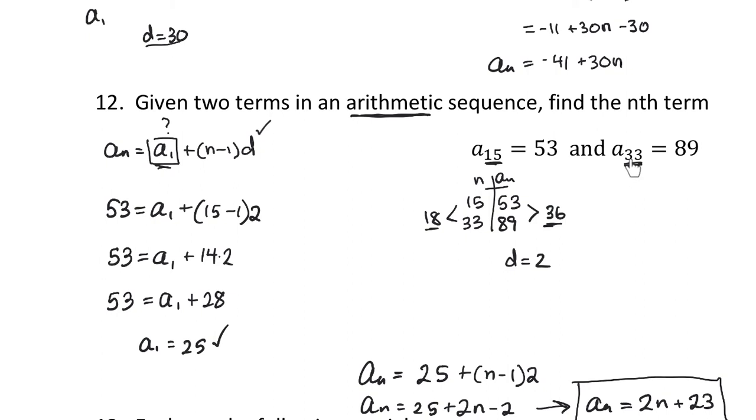This should also be true when n is 33, so 33 times 2 is 66. 66 plus 23 is 89. So this formula does generate these 2 terms. So that would be the correct nth term formula. Didn't circle that. There we go.